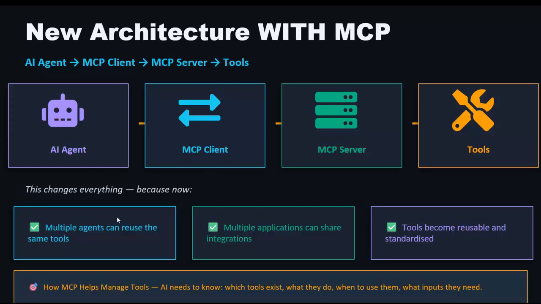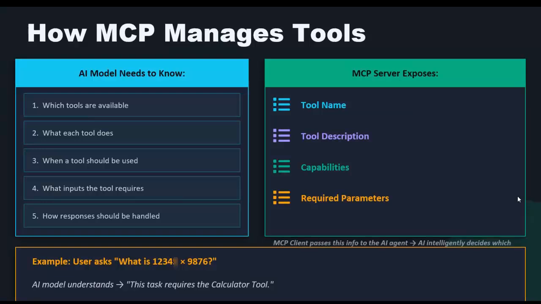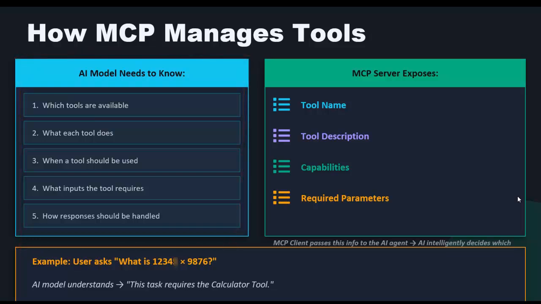Now let's discuss a very important part: how MCP helps manage tools. And this is one of the most important parts to understand. Once tools are introduced into AI systems, the AI model needs to understand which tools are available, what each tool does, when a tool should be used, what inputs the tool requires, and how responses should be handled. And managing all this manually becomes difficult as systems grow. This is where MCP helps.